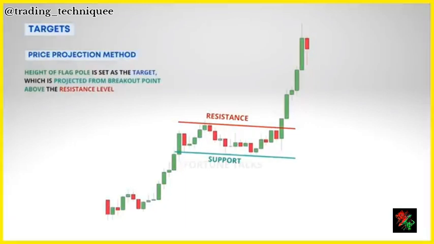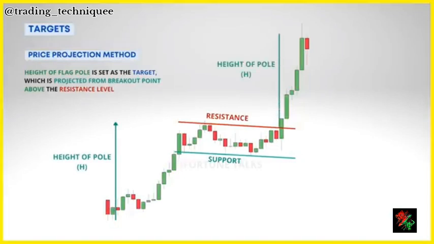And one of the most common approaches is to have a predetermined profit target based on the length of the flagpole. This method is also known as the price projection method. Let's measure the length of the flagpole from the bottom of the bullish price move to the top of the resistance level, and then project this length from the breakout point above the resistance trend line. And this will be your profit target in the future.